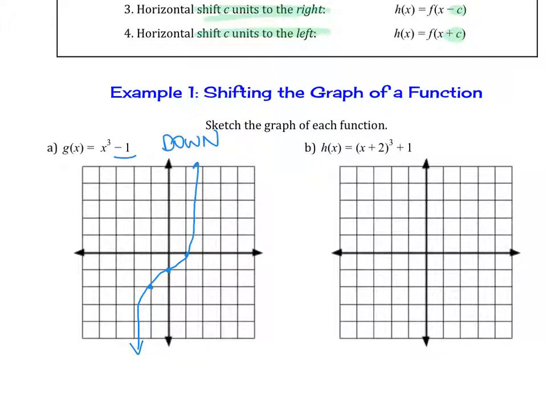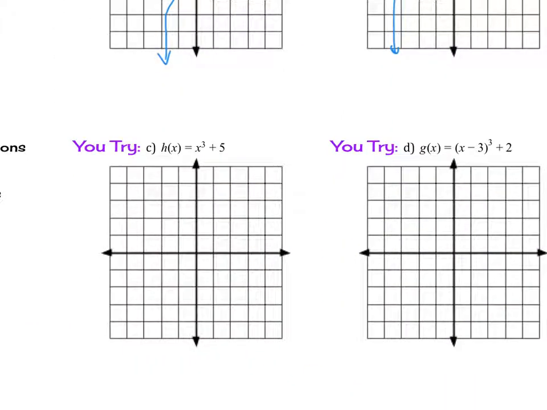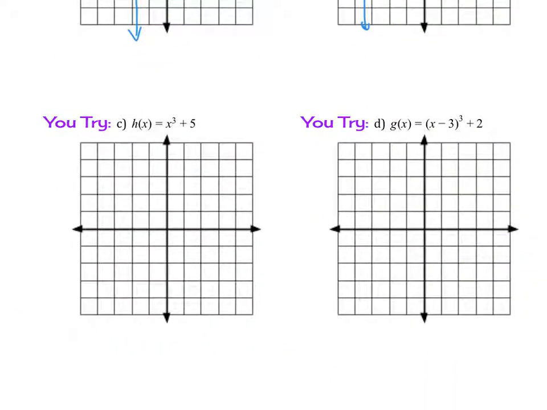h of x equals x plus 2 cubed plus 1. So this is going to be left 2, that positive 2 inside means left 2, and the positive 1 means up 1. So we move left 2, up 1, and then it's the same pattern. It's not stretched in any way. So it should be pretty fast. So try these 2 examples here, pause the video, and when you come back, I'll have the answers for you.